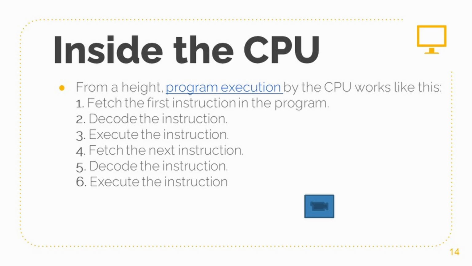5. Decode the instruction. Similar to step 2, the CPU decodes the fetched instruction to determine its operation and operands. 6. Execute the instruction. The CPU proceeds to execute the decoded instruction, as in step 3. These steps form a loop that continues until the program reaches its end or encounters a branch or jump instruction that alters the normal sequential flow of execution.